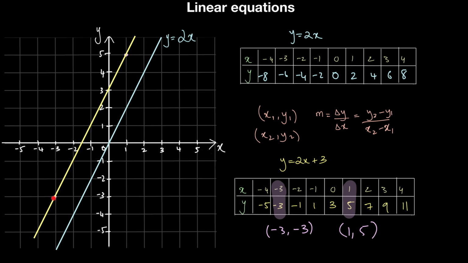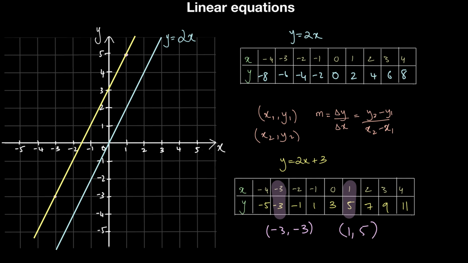If I change x by a value of 3, y will change by a value of 6. So if x goes from minus 3 to 0, y will go from minus 3 to 3. So the ratio between the two is always positive 2 on this line.